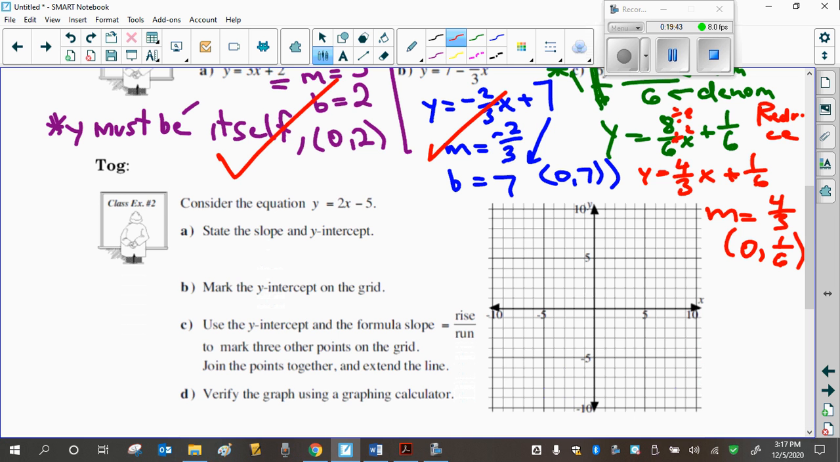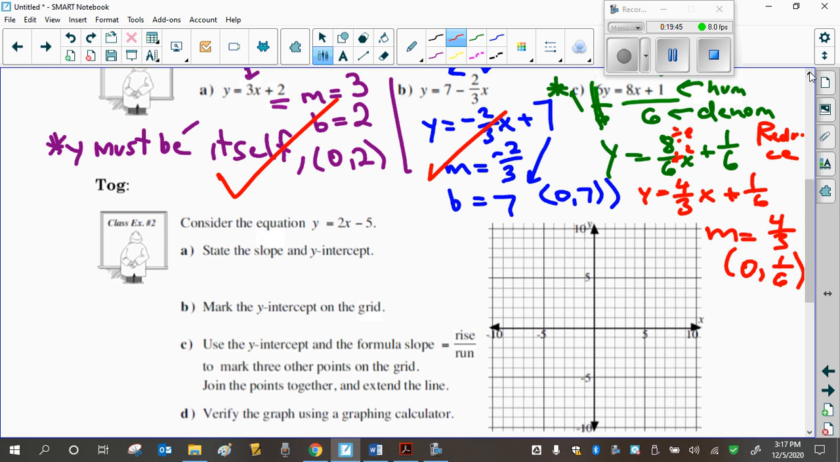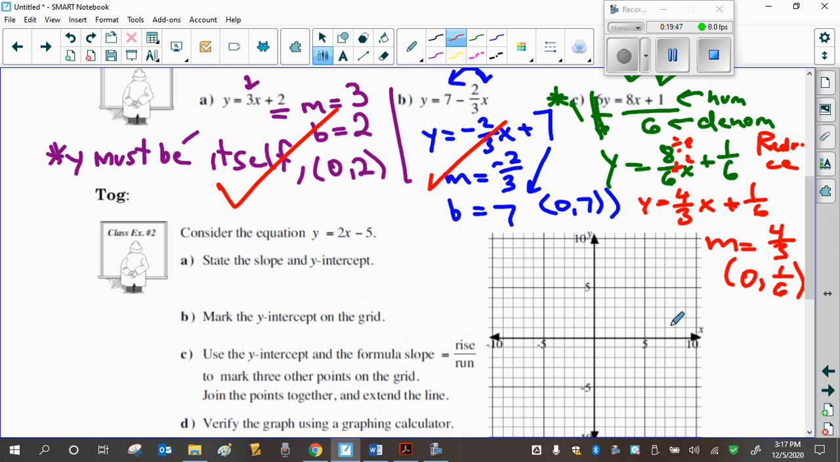Okay, if you need more time to write that down, go ahead and pause. I'm going to move on to example 2. Example 2 on page 10.